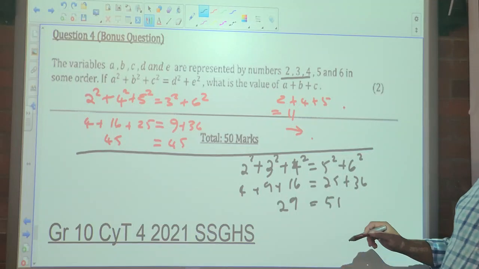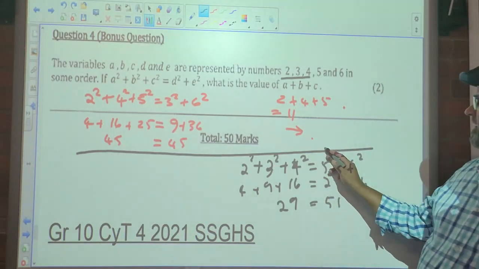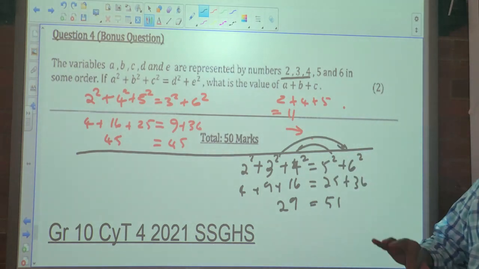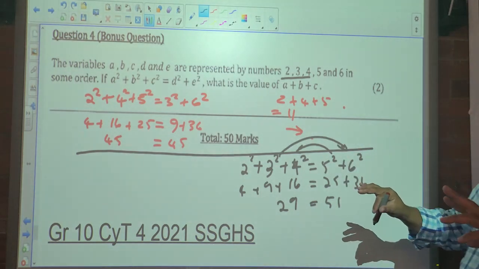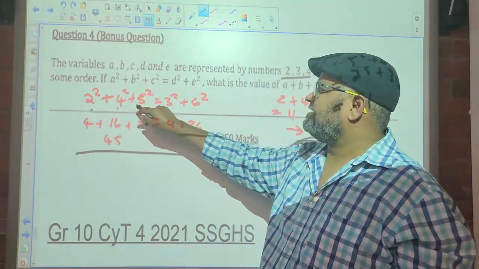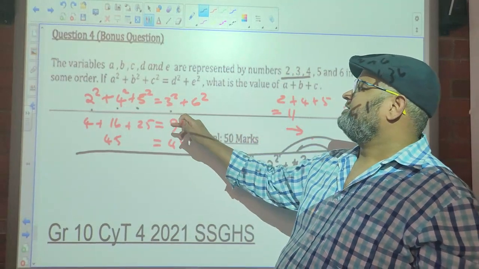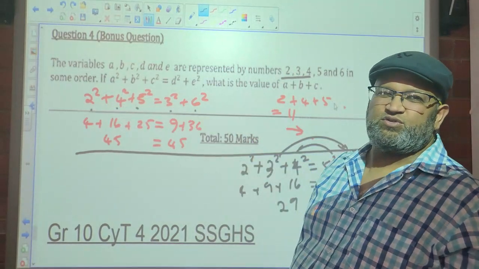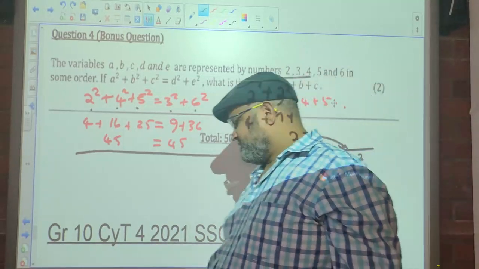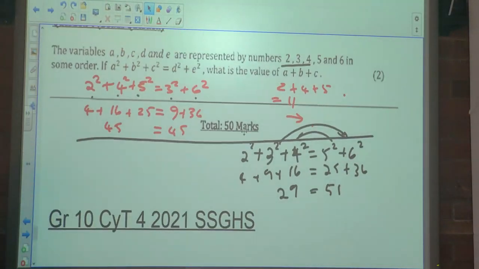Can you see that? So what you need to do is rearrange. You must take a bigger number over and bring one number over, until you get the equation to balance, under the condition where 2 squared plus 4 squared plus 5 squared is equal to 3 squared plus 6 squared. That's how we basically get that answer. But this is by trial and error.